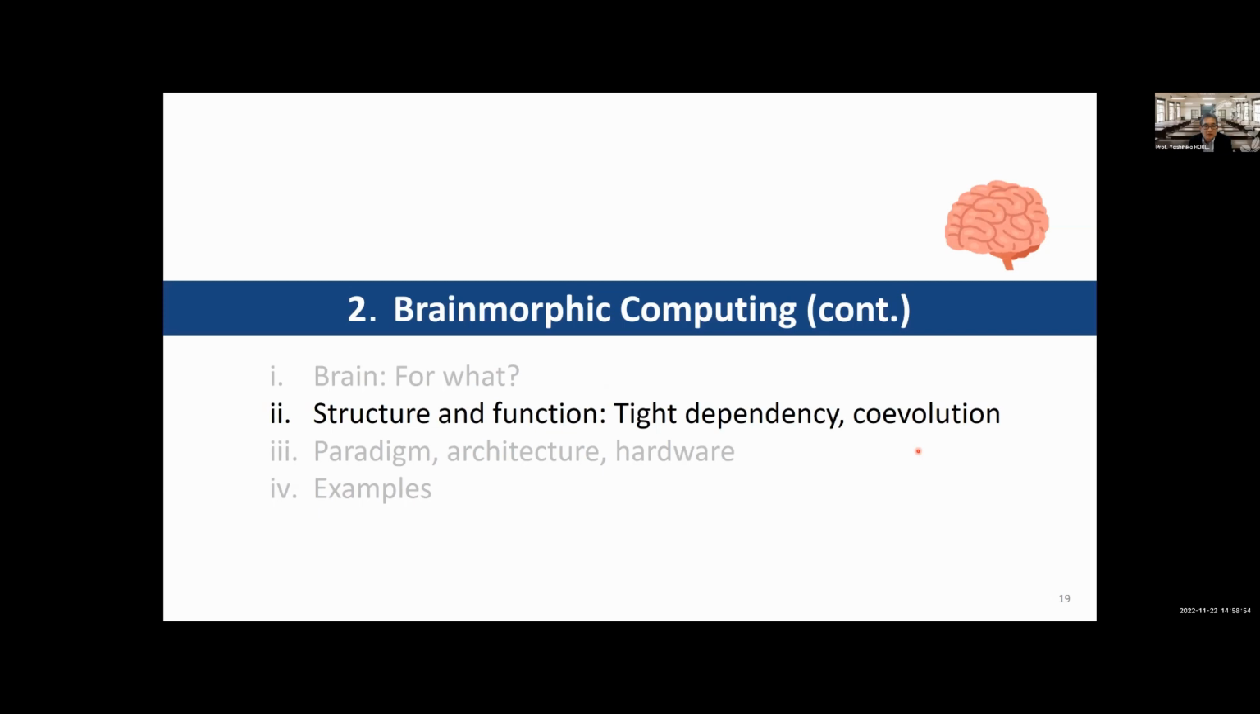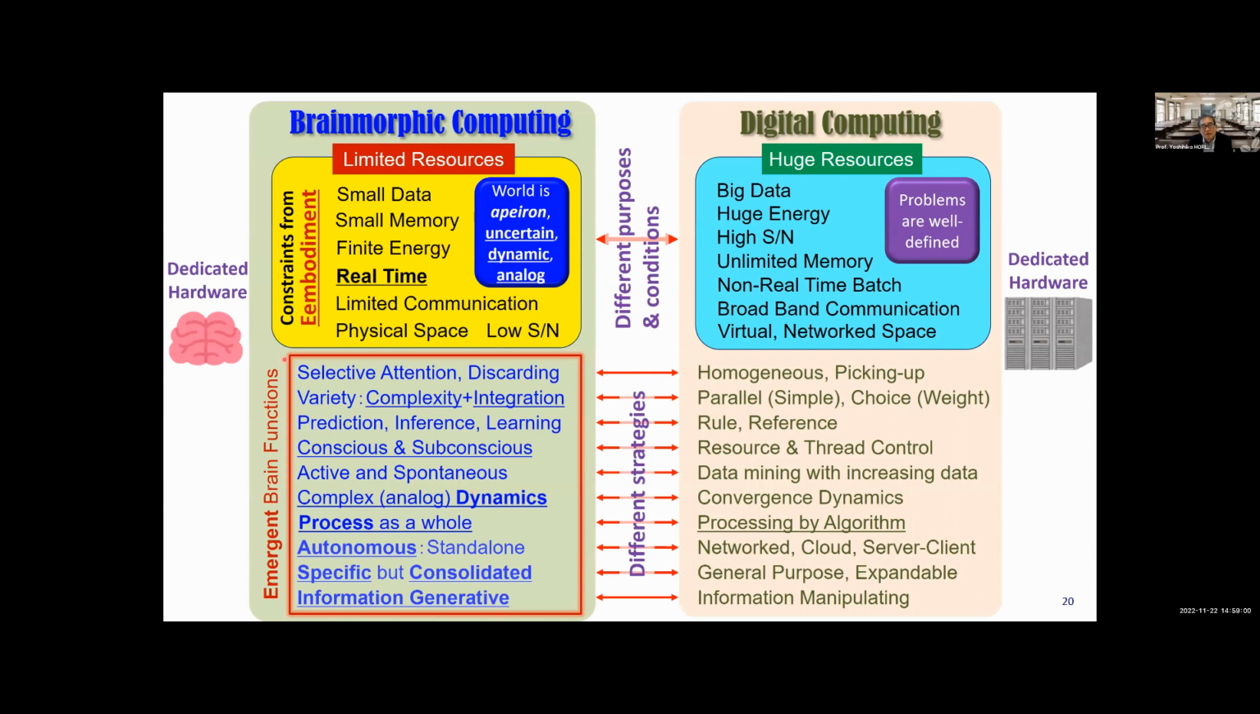Okay. So what is the function we expect? This left-hand side is brain or brainmorphic computing, and the right-hand side is digital computing. Because of the embodiment, the brain only has limited resources such as small data, memory, and energy. However, we have to solve the problem in real time, otherwise we will die. However, the world is uncertain, dynamic, and continuous, a very high-dimensional world, and the brain has to face this kind of world.